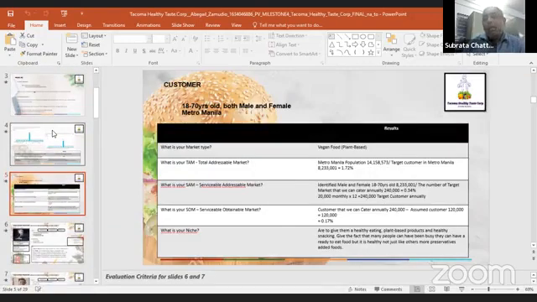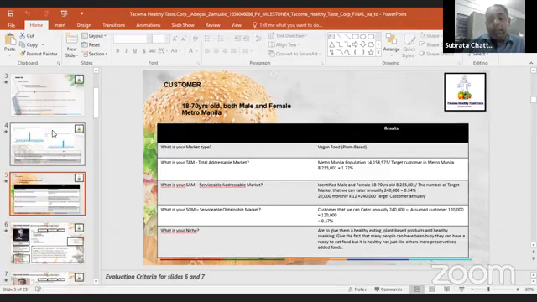Now, what is the customer persona? So next slide is customer persona. When you develop a business plan, you should follow this sequence. So what is the market type? The market type is vegan food, that is plant-based food.